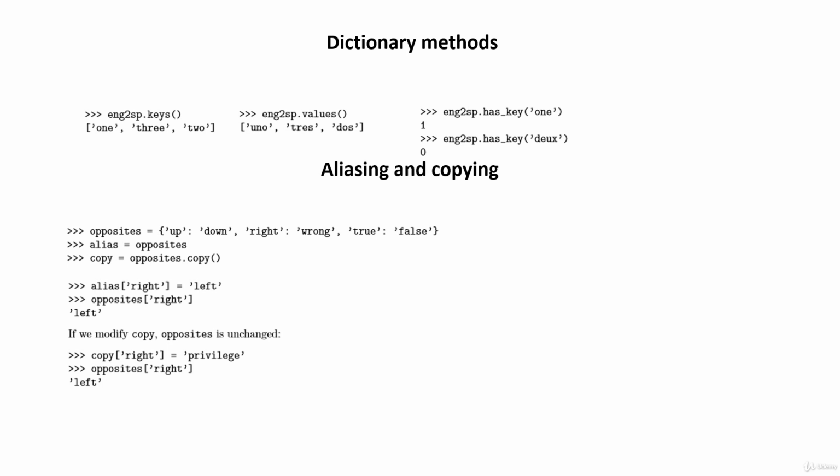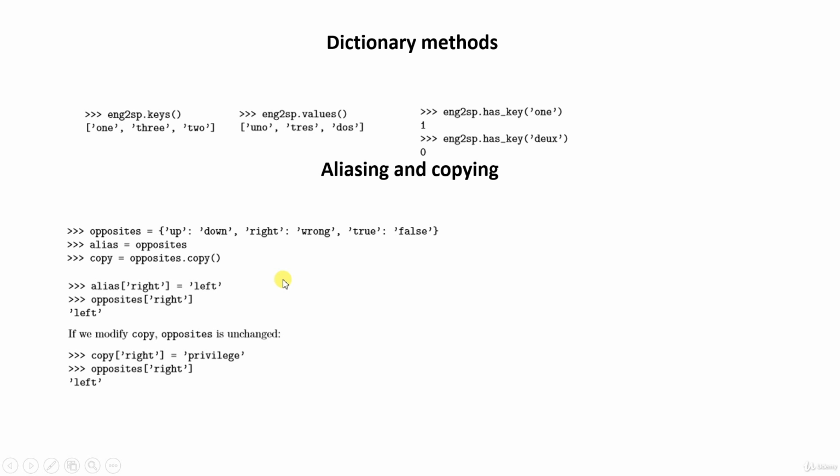Then we will discuss aliasing and copying. Because dictionaries are mutable, you need to be aware of aliasing. Whenever two variables refer to the same object, changes to one affect the other. If you want to modify a dictionary and keep a copy of the original, use the copy method. For example, opposites is a dictionary that contains pairs of opposites. Then you type this one.